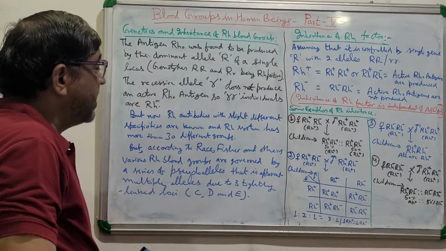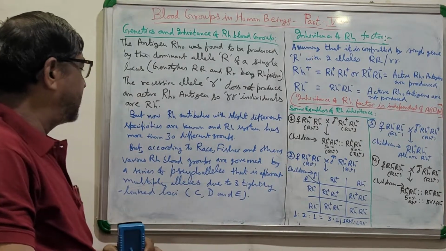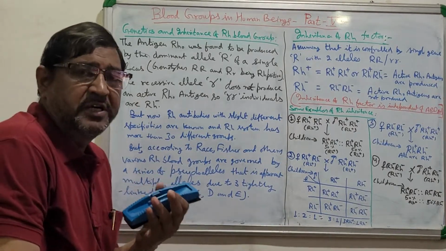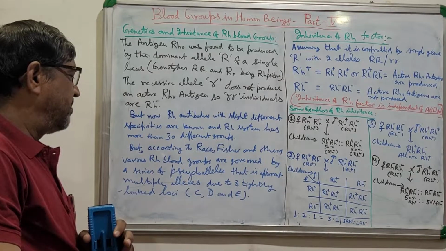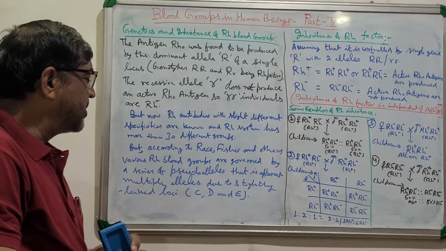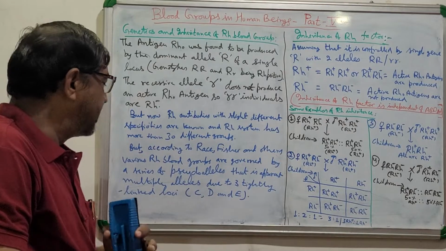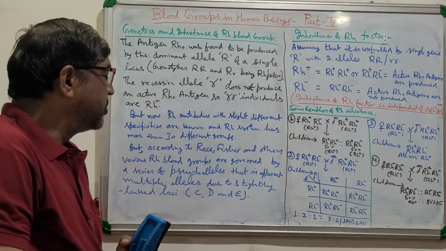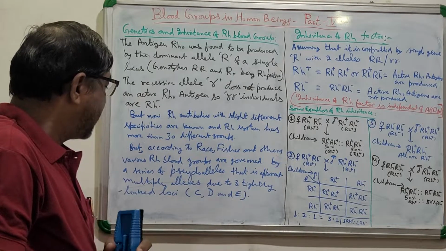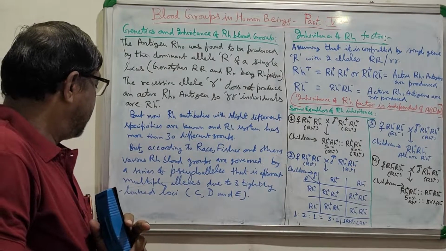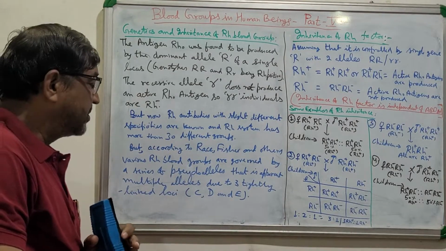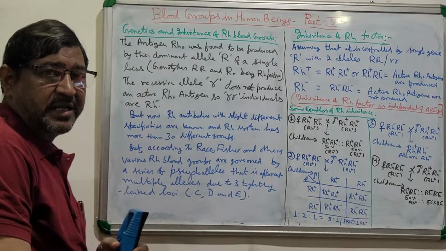But now Rh antibodies with slightly different specificities are known, and the Rh system has more than 30 different types. According to Race, Fisher and others, various Rh blood groups are governed by a series of pseudo alleles, that is, apparent multiple alleles due to three tightly linked loci C, D and E.